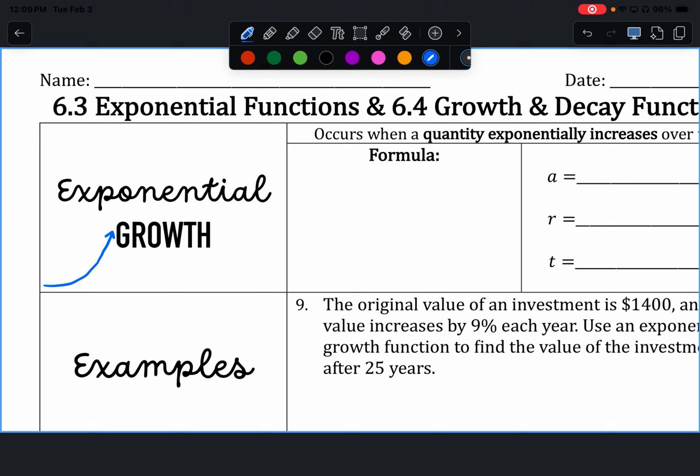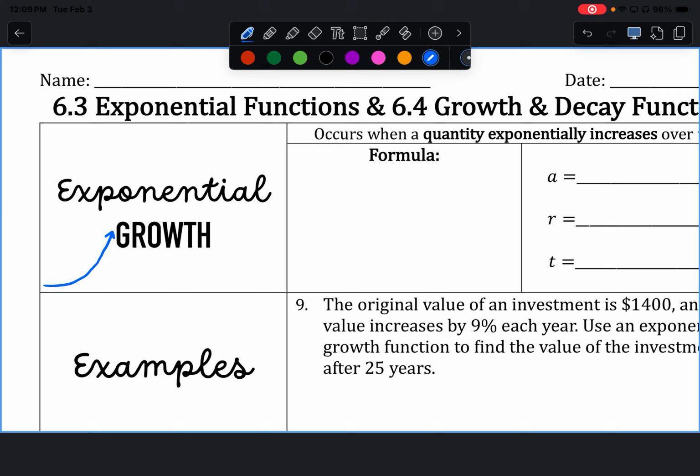So in this question, what is our initial value? What's our A? 1,400. What is our growth rate? 9%. Now, I'm not going to write it as a percent. I need to write it as a decimal. So how do I write 9%? Now we write the years over which it's occurring, or our time, which is 25. Then we set up our equation using those values: y is equal to 1,400 times 1 plus 0.09 to the power of 25.